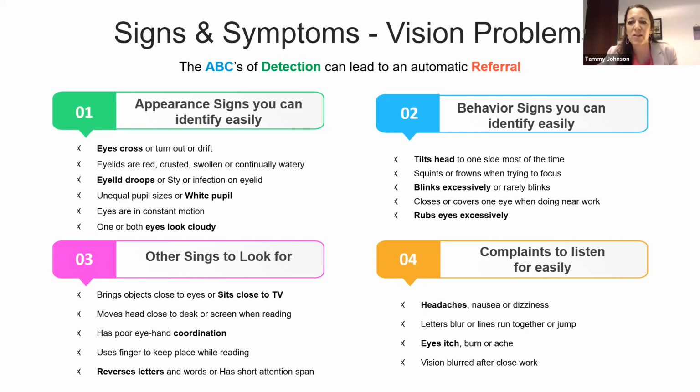We've talked about some of these already. Over in the appearance section, if an eye crosses, droopy eyelids are red, crusted, swollen, or if eyes are in constant motion, that's a different problem altogether. And then you look at their behavior. Are they tilting their head? Are they blinking excessively, rubbing their eyes excessively? Are they complaining of headaches or nausea? Other signs to look for, maybe they're always sitting right up next to the TV.